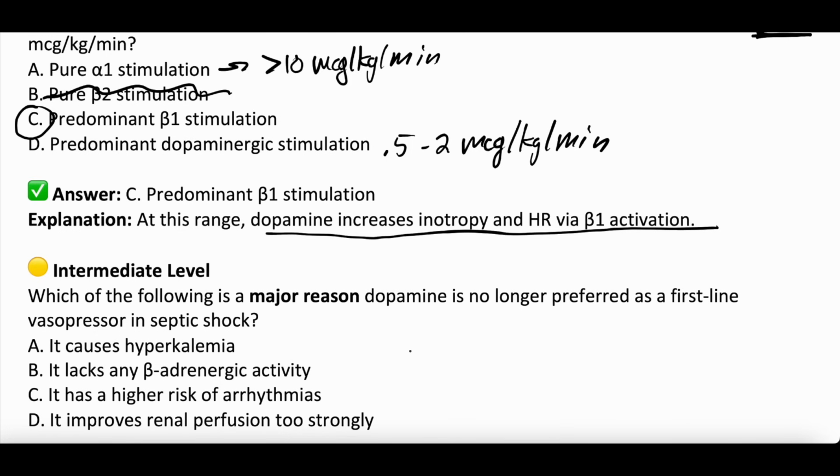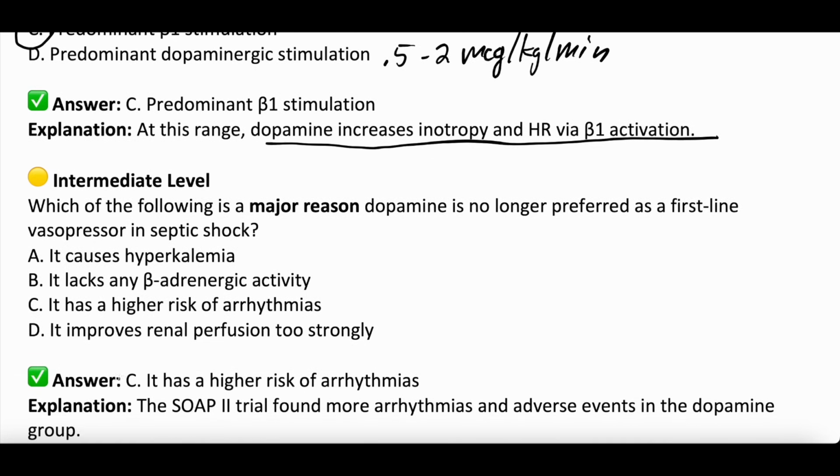The answer is C. It has higher risk of arrhythmias. Remember that SOAP2 trial published in the New England Journal of Medicine showed that there were more arrhythmias and adverse effects with dopamine as compared to norepinephrine, which is why we use norepinephrine for these patients. It does not cause hyperkalemia. It does have beta adrenergic activity, right? Those doses between 2 and 10 micrograms per kilogram per minute are primarily beta-1 effects. And it improves renal perfusion too strongly is just a ridiculous answer. But even the whole thought that dopamine can improve renal perfusion is no longer borne out as true.